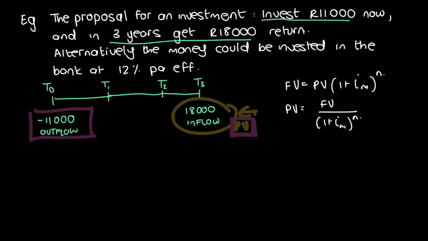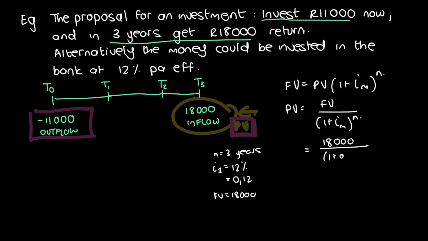So it's a duration of 3 years, so our n is equal to 3. Let's just write that down there. Our effective interest, our i, is equal to 12%, which is equal to 0.12. And our future value is the 18,000. So if we did this via our formula, we'd have 18,000 divided by (1 plus 0.12) to the power of 3, and that is going to give us a present value of 12,812 Rand and 4 cents.